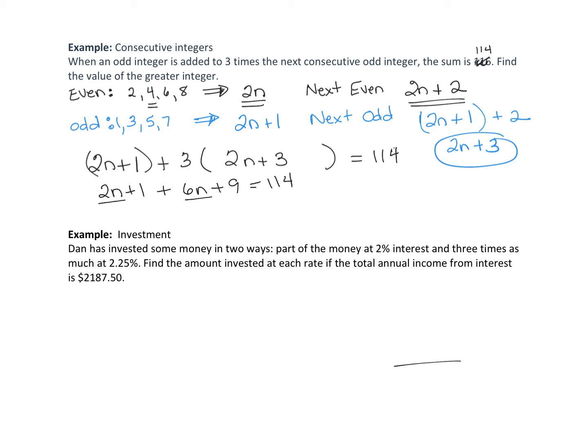Collecting like terms, I get 8n. 1 and 9 is 10. So if I subtract 10, I get 104. And 104 divided by 8 gives me 13.